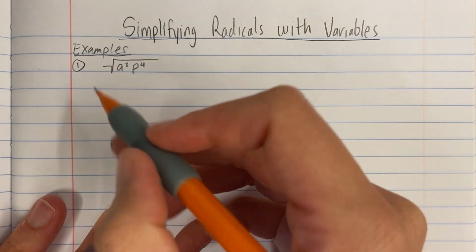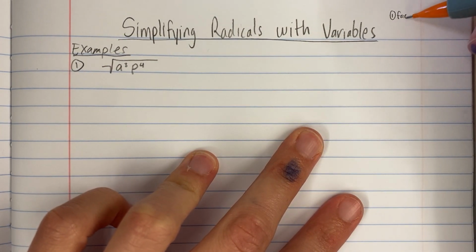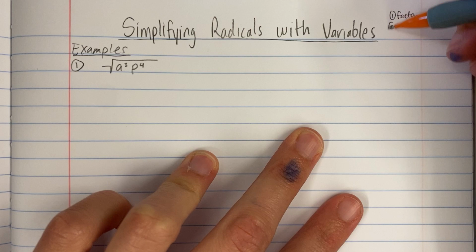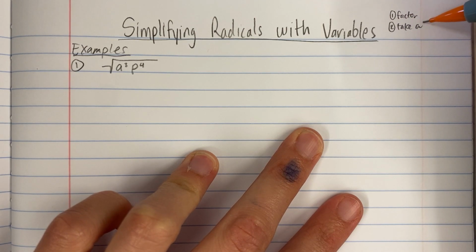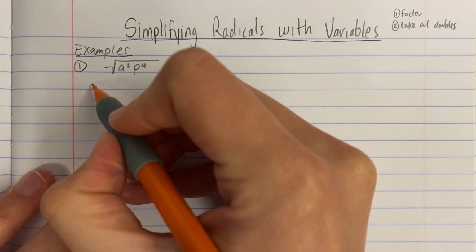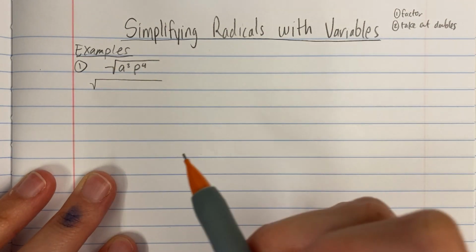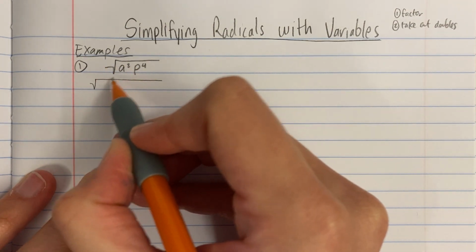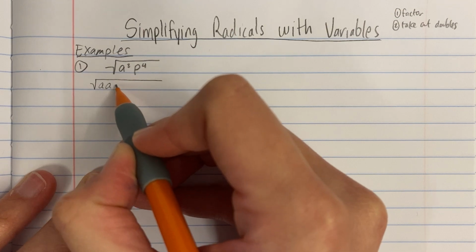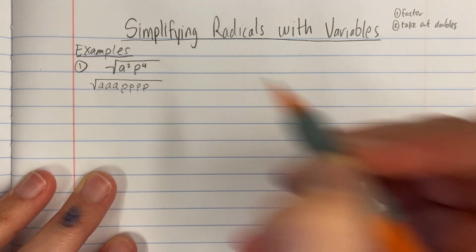Nothing is different. We're still going to first factor and then take out doubles. That's it. Just like we've been doing. Okay, so here we go. I'm gonna factor this. What numbers multiply to this? Look, this is just exactly what this means. A to the 3rd is A times A times A. P to the 4th is P times P times P times P.